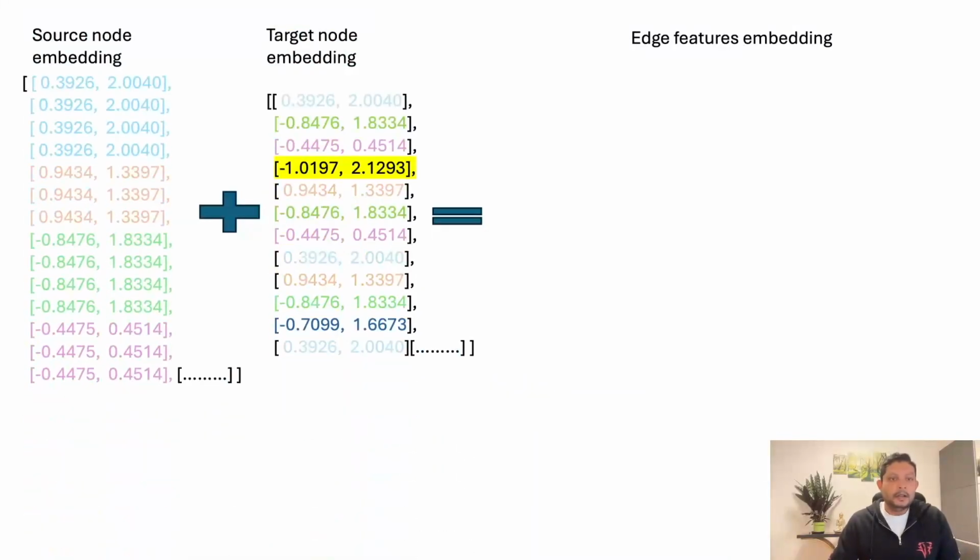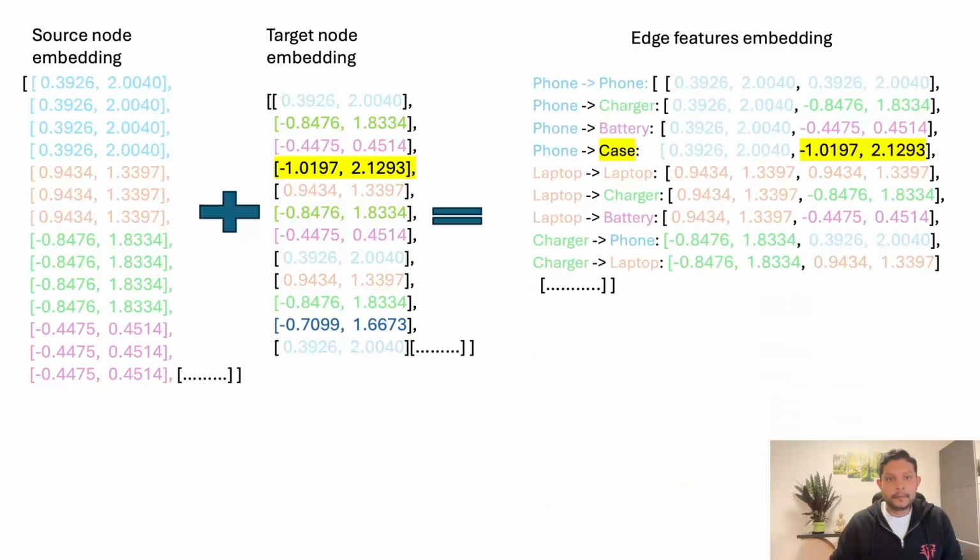So what we have got so far is the source and target node embedding, which gives us the node edge feature. This is the source index, or the row index, feature vector, and this is the target node feature vector, or embedding. Then this is what we get: the feature edge embedding.